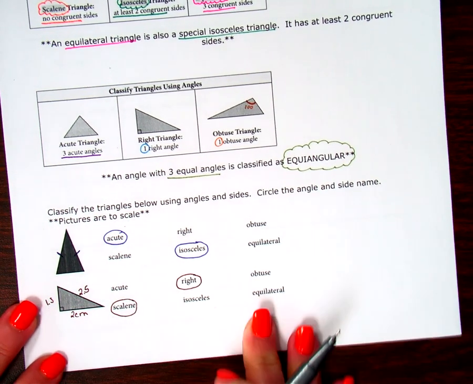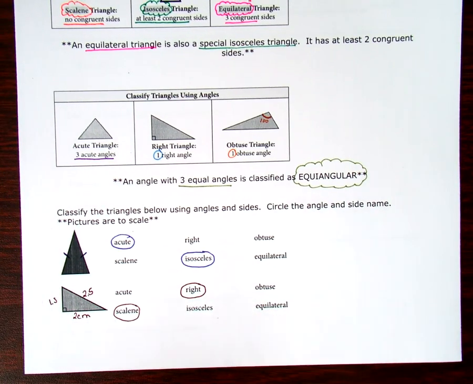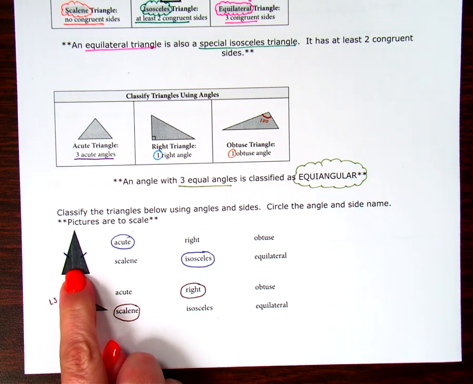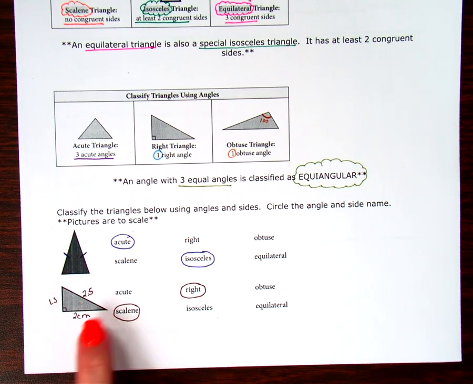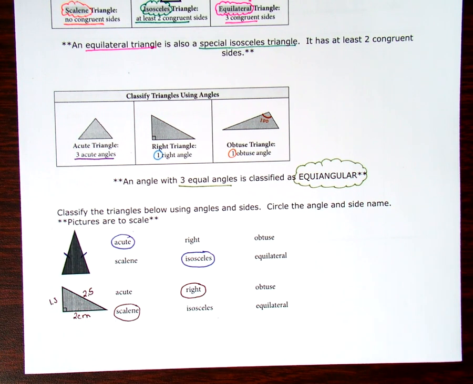Okay? So when you're asked to name or describe a triangle, you should give both names. This triangle is an acute isosceles triangle. Or you could put it the other way around and say this is an isosceles acute triangle. This triangle is a right scalene triangle, or we could call it a scalene right triangle. The order we name them in does not matter.